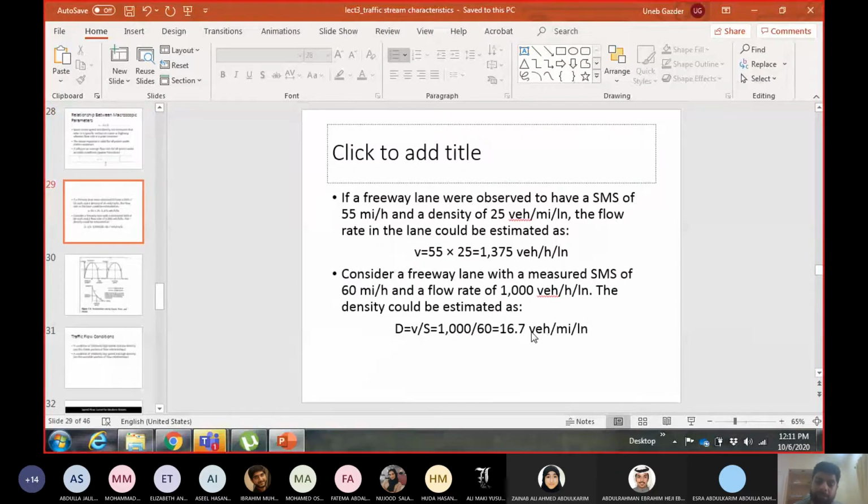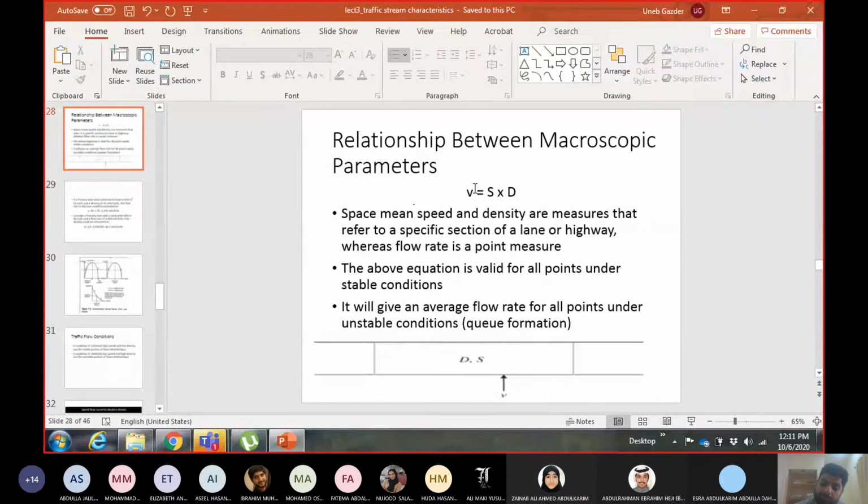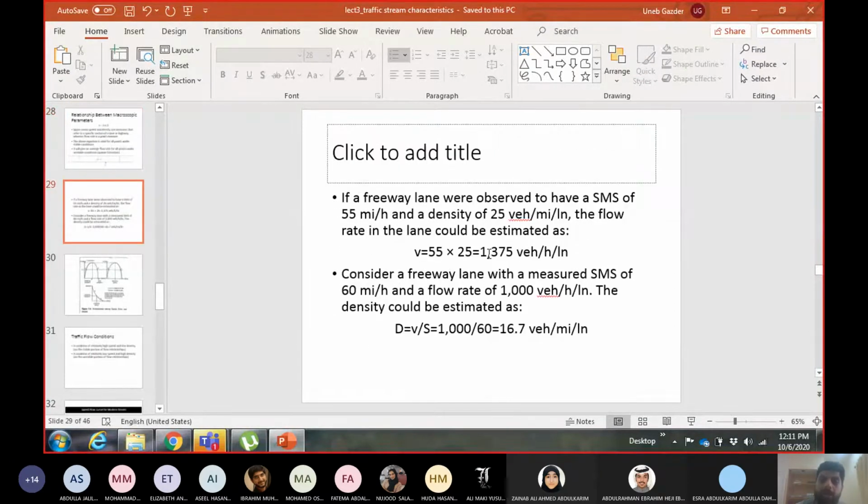Okay, so let us use this equation. The equation which I showed you, rate of flow equals speed and density, is known as the basic traffic flow equation. Basic traffic flow equation. Okay, so let us apply this equation. For example, you are doing some measurements on a freeway lane. Okay, so it's a high-speed road, and you are taking measurements on a specific lane. So for that lane, the space mean speed is 55 miles per hour, and density is 25 vehicles per mile per lane. So I have S and I have D. I want to calculate rate of flow. So rate of flow equals 55 into 25, speed and density, 1375 vehicles per hour per lane.